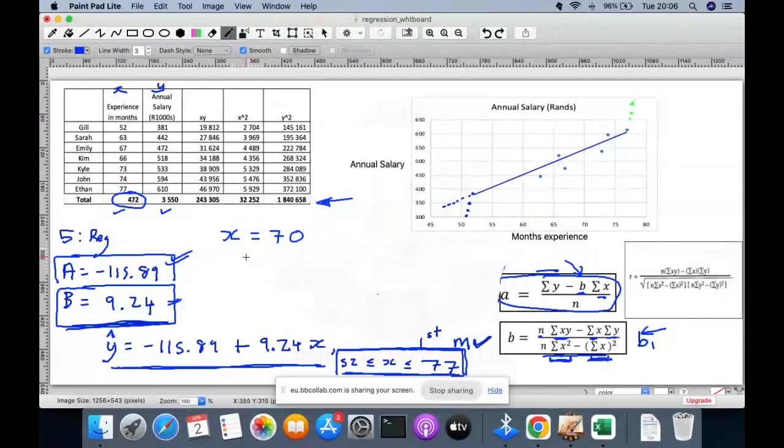All you need to do to work that out is plug the 70 into this equation, which I want you to do now as a quick exercise. I want you to feed the 70 into this equation and work out what the value is. That'll be your y hat, the estimated value. Can you just do that for me and paste in the chat what you get? So what we're doing is estimating the annual salary for someone with 70 months of experience.